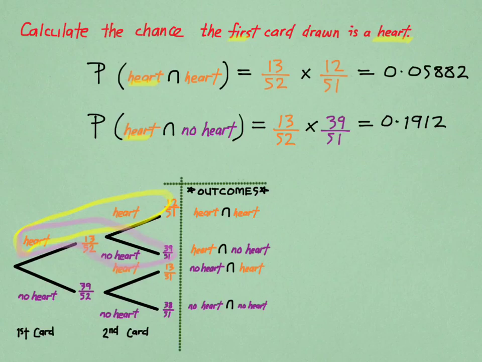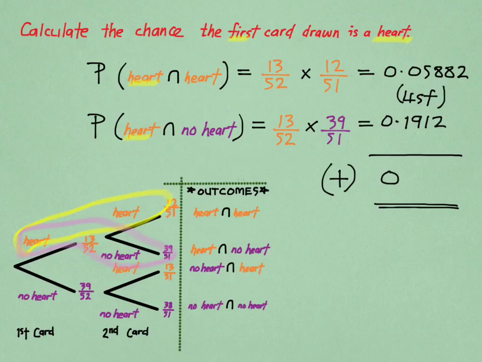Now, it's important to note also that I'm rounding to 4 significant figures here. It's good practice to round to 4 significant figures. So we're not done yet because we've got to add these two things together. Lo and behold, we get the answer of 1/4 or 0.25.